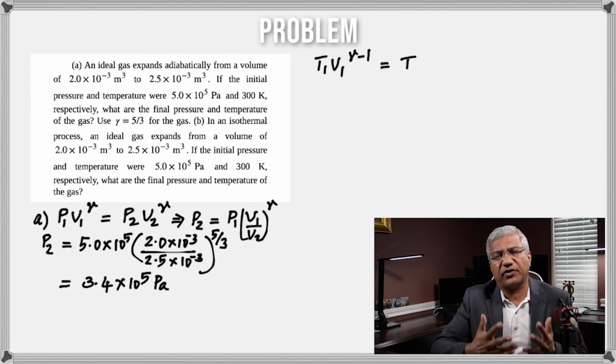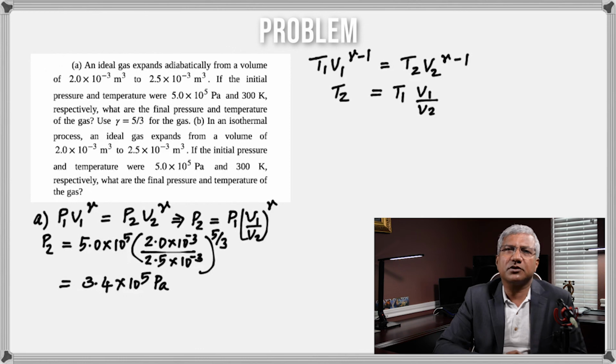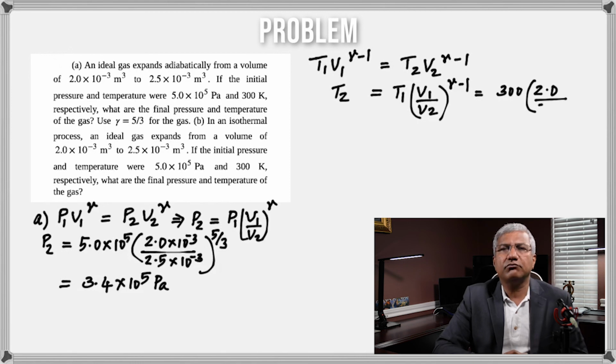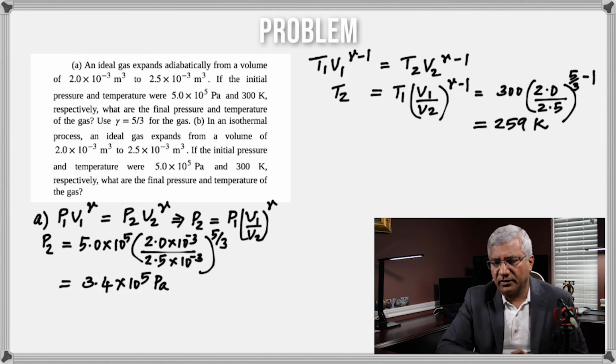Now to find the final temperature, we could use this equation and make T2 the subject. All the other values are given in the proper units, so it's simple. I have not even put 10 to the negative 3. Did you notice here? Because it'll cancel out anyways. So you get the answer as 295 Kelvin.